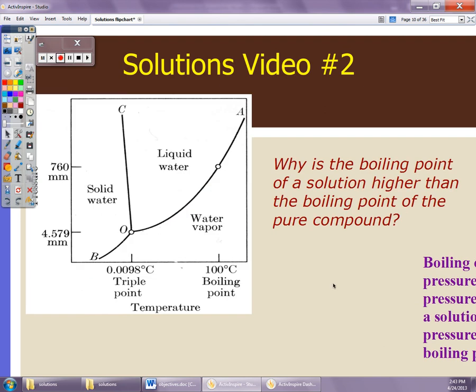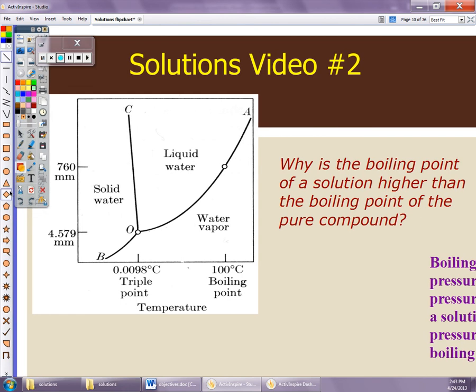Why is the boiling point of a solution going to be higher than the boiling point of a pure compound? One thing to keep in mind: when you have any kind of a substance, it will not boil until its atmospheric pressure and vapor pressure are the same. So the vapor pressure here has to equal the atmospheric pressure in order to boil. That is how we determine what the temperature is going to be at the boiling point.